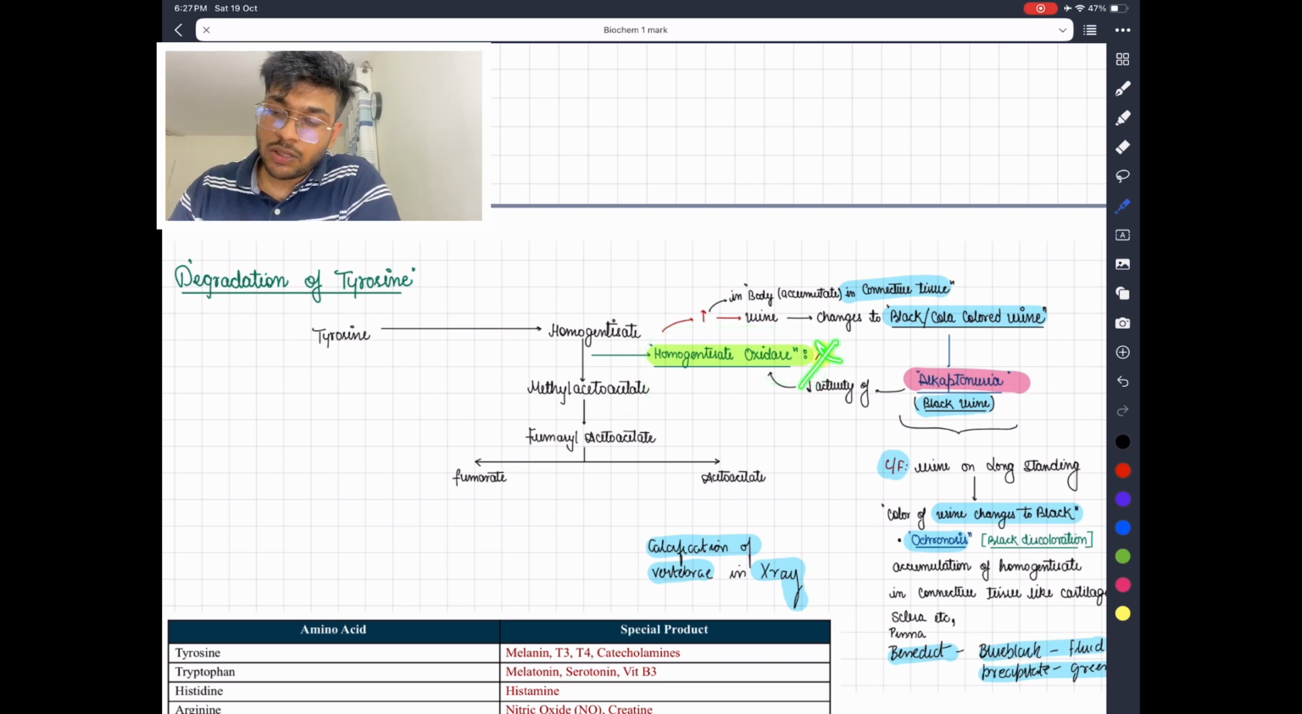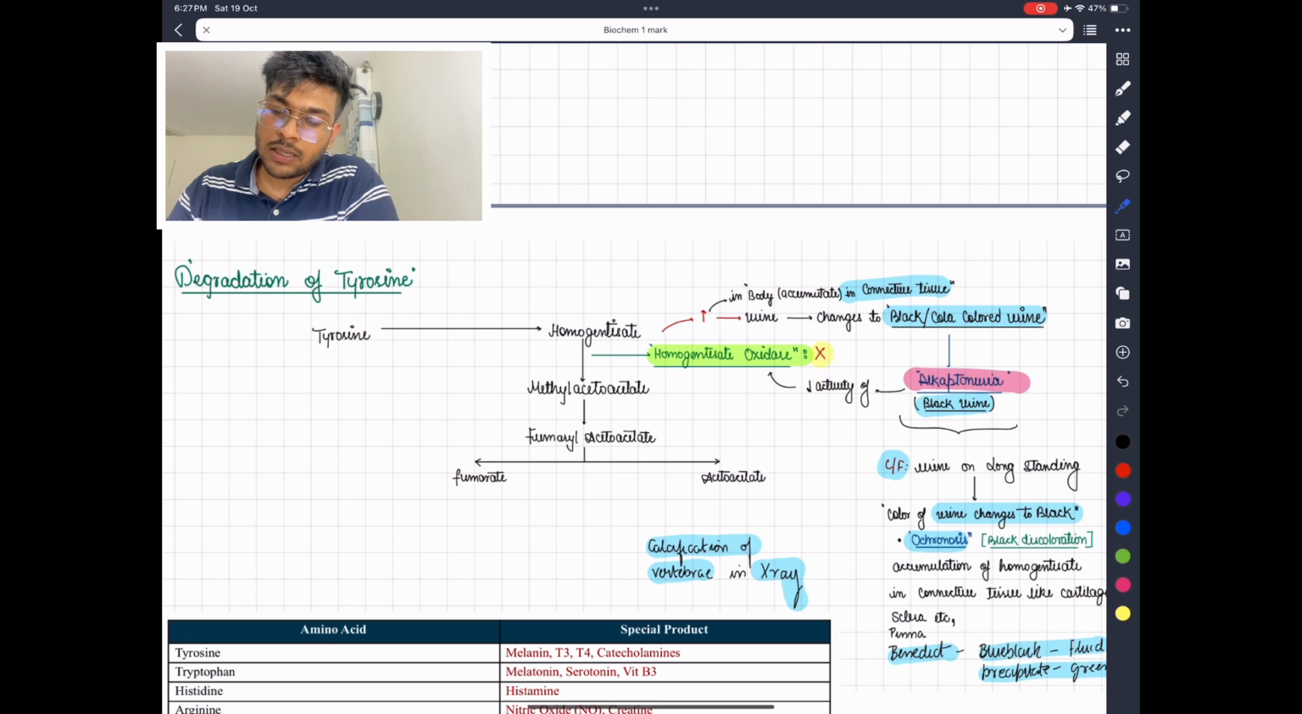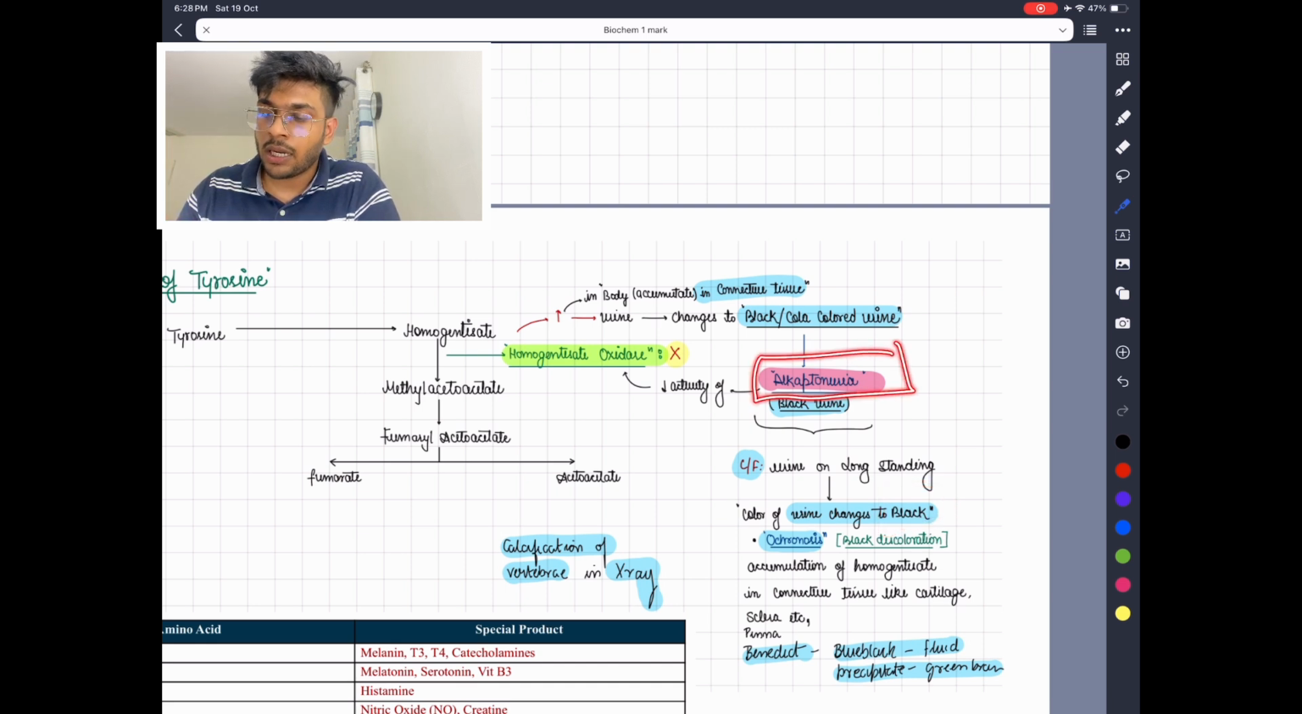Now if this particular enzyme is deficient, homogentisate will accumulate in the body. It can accumulate in the connective tissue, it can accumulate in the urine, and the most likely question asked over here is that the urine turns black when left standing. The disease I'm talking about is called alkaptonuria. These are the clinical features which I have mentioned in blue color.